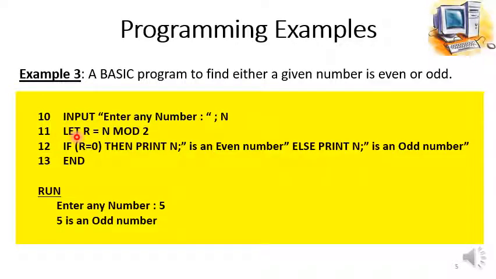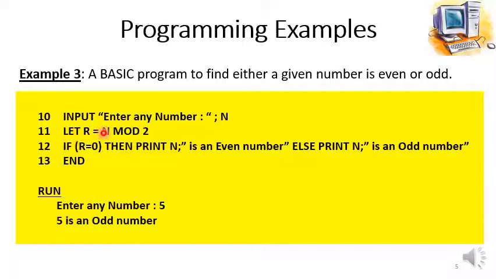Then we have to find out the remainder, because we know that the definition of an even number is that whenever any number is divided by 2 and the remainder is 0, it means that it's an even number, and if the remainder is not 0, then obviously it's an odd number. Any number can either be an even number or odd number. So that's why we have to find out the remainder.